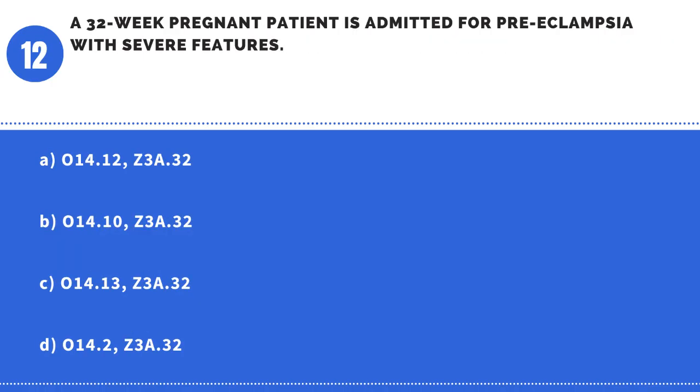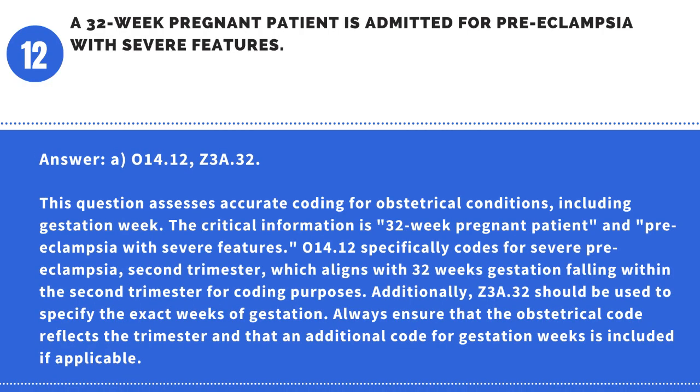Question 12. A 32-week pregnant patient is admitted for preeclampsia with severe features. A. O14.12, Z3A.32. B. O14.10, Z3A.32. C. O14.13, Z3A.32. D. O14.2, Z3A.32. Answer A. O14.12, Z3A.32.